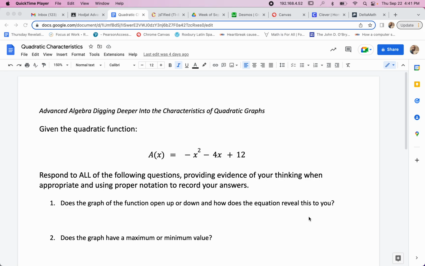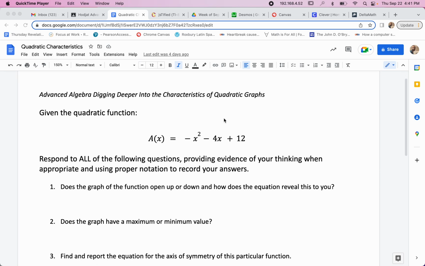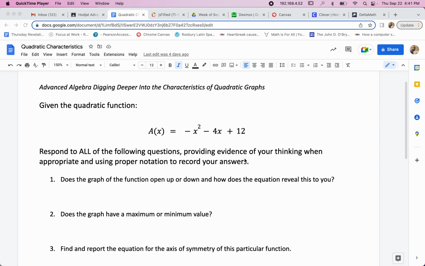All these little puzzle pieces are meant to give you a big picture view of how these quadratic functions behave graphically, what their equations reveal, and ultimately what their tables will reveal as well. So probably the best way to use this resource is I will post this document here that you're looking at right now on the screen on Google Classroom.